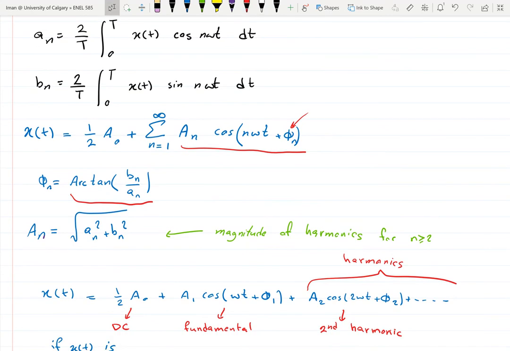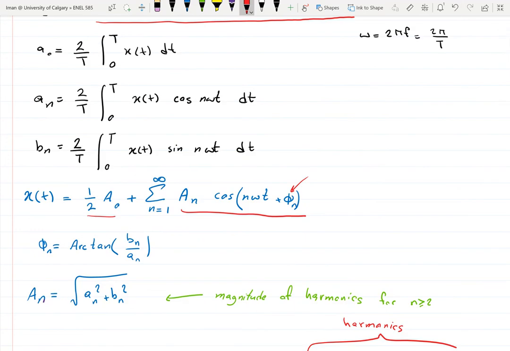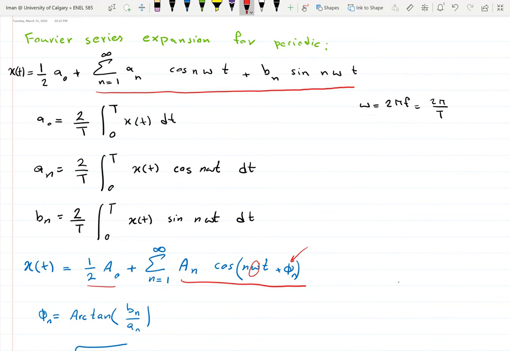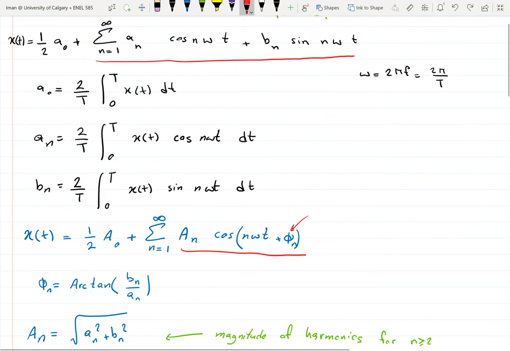Now why do I change it into this format? Because it gives me a DC value plus the addition of some cosines, and each of the cosines is at one frequency. So frequency omega is the first one, and then the second one would be 2 omega t, and then 3 omega t, whereas here we had cosine of omega t and sine of omega t, and then we had to add them into each other. So basically it's another way of representing it.